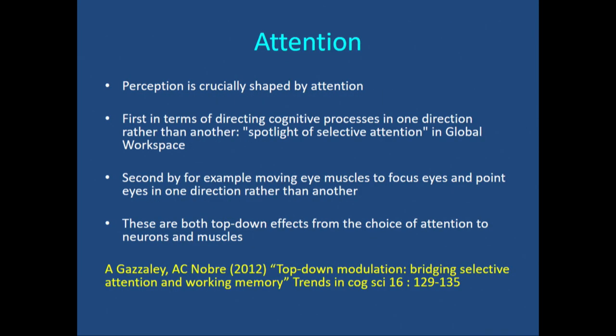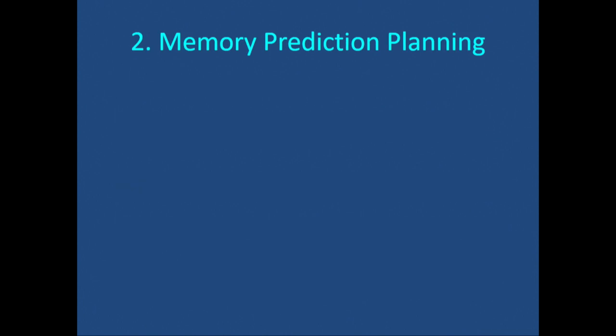Part of vision is attention. Perception is crucially shaped by attention. First, in terms of directing cognitive processes in one direction rather than another, the spotlight of selective attention and global workspace theory. And second, by, for example, moving eye muscles to focus the eyes and point eyes in one direction rather than another. These are both top-down effects from the choice of the attention focus to neurons and muscles. And a typical paper on this is Gazzaley and Nobre, Top-down modulation: bridging selective attention and working memory, from Trends in Cognitive Sciences.